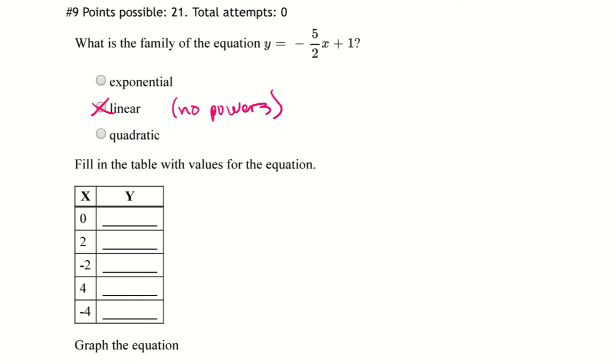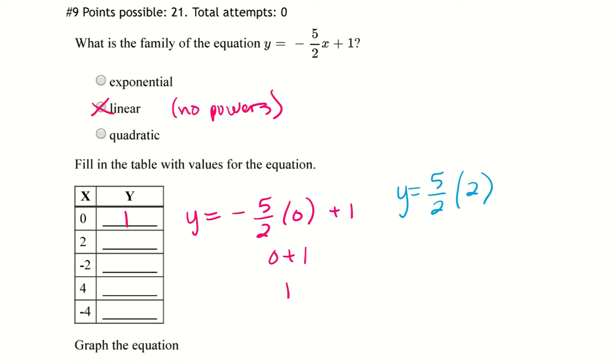And we're being requested to use a table in order to graph this. So 0 is a great number to plug in. So I'm going to say y equals negative 5/2 of 0 plus 1. Well, I know that gives me 0, so then I end up with 1. Then if I plug in 2, y equals negative 5/2 of 2, and then plus 1. The reason we pick 2 is because it can cancel out easy. So then I get negative 5 plus 1, so that's negative 4.